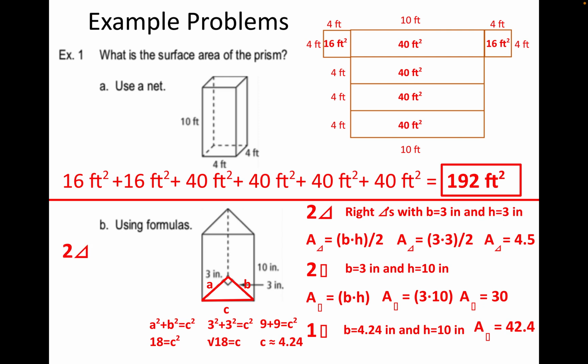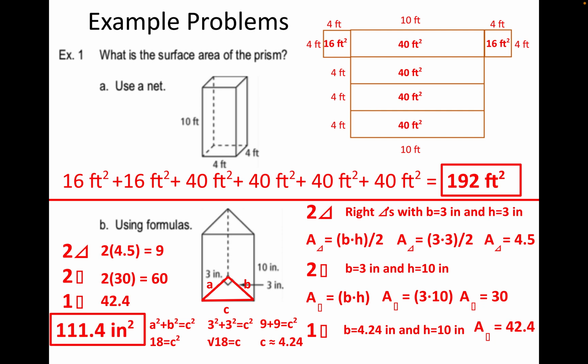Right. Now that I know the area of each of the individual sides, I just need to add them up. So I've got 2 triangles that are 4.5 each. So when I multiply those out, 2 4.5s is 9. The 2 lateral faces that are 3 by 10 are both 30. So 2 of those would be 60. And I've got the one final one that's a little bigger. That's 42.4. When I add up 9, 60, and 42.4, I get our final answer of 111.4 square inches.